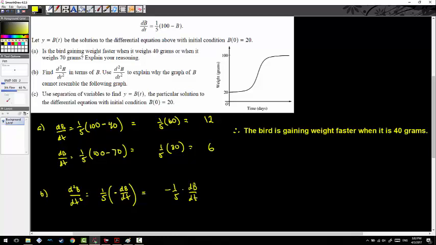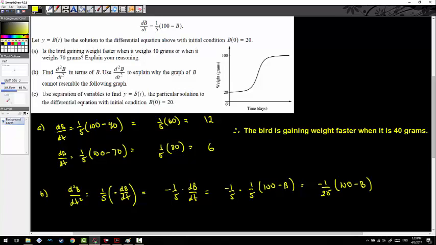So if I take the first step at simplifying this out, what I get is negative 1/5 times dB over dt. Well, what was dB dt the entire time? Well, it was the equation that they gave to us in the beginning. So I get negative 1/5 times 1/5 times 100 minus B. So to fully simplify this thing, I get negative 1 over 25 times 100 minus B.